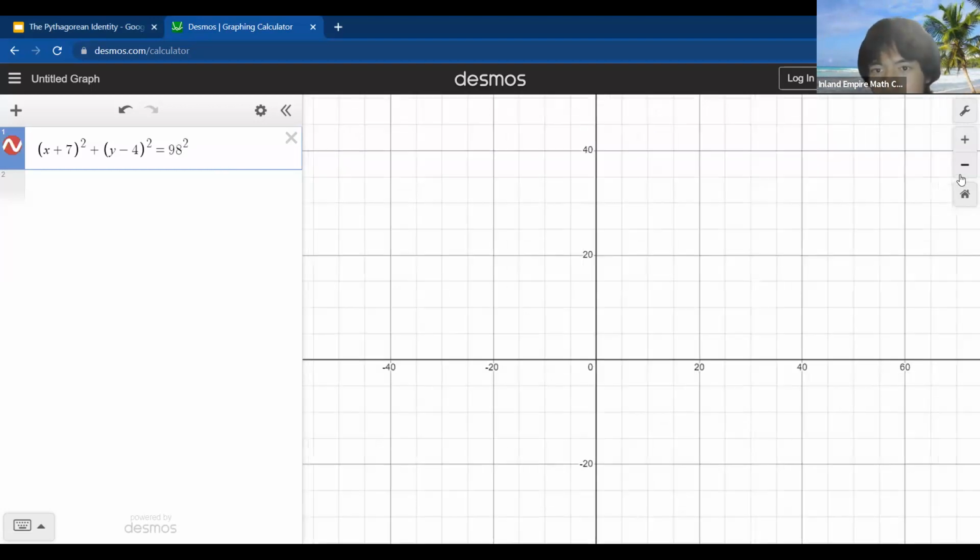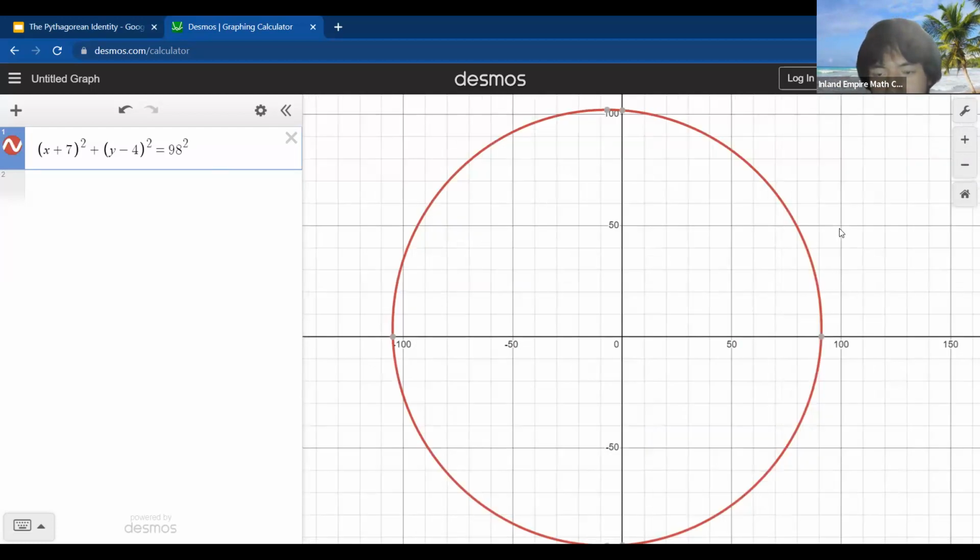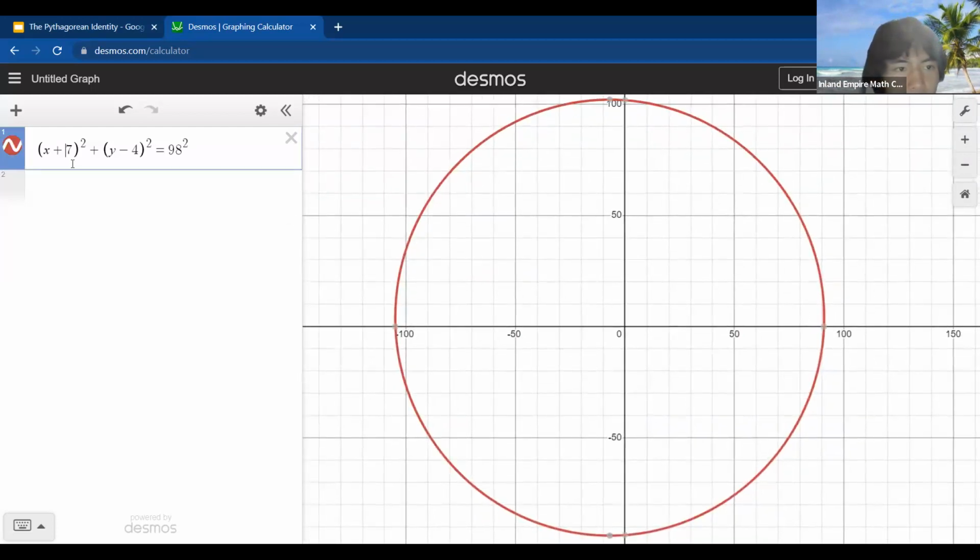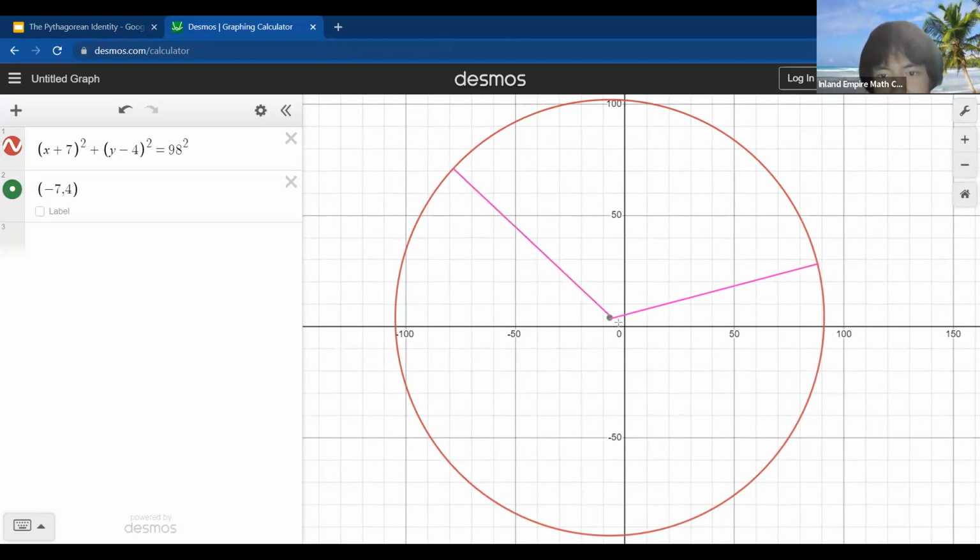Okay, this is a bit big off the grid, so we have to zoom out. And now you see again, this is the circle with center (-7, 4) and radius 98. In other words, if you take any point on a circle and connect it to the center, the radius will be 98, right? So it's a pretty cool little way to understand circles. But yeah, that's about it.